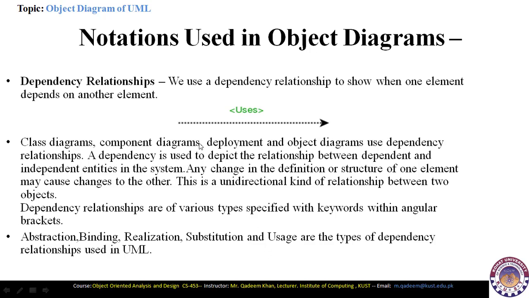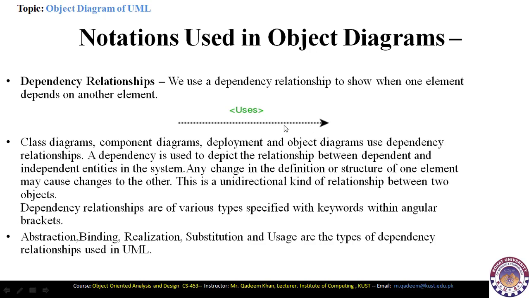Now this symbol represents the dependency relationship. A dependency relationship shows that one object is depending on another. Here we will provide certain stereotypes of the uses relationship, meaning this object is using another object. This is called the dependency. So in class diagrams, component diagrams, deployment diagrams, and object diagrams we use this dependency relationship.